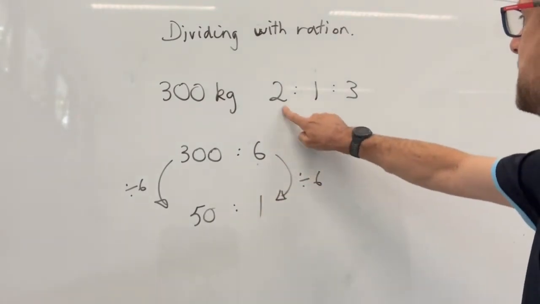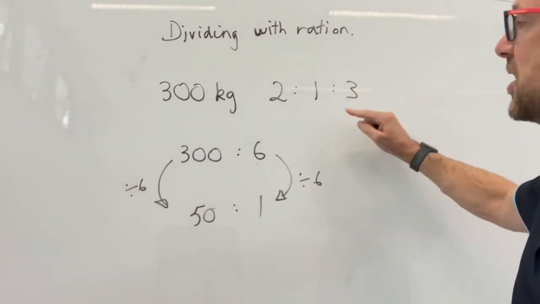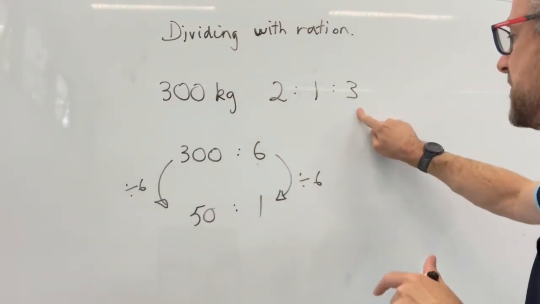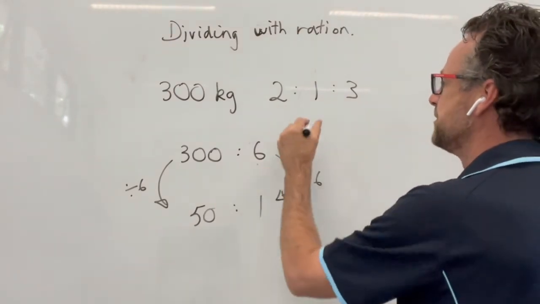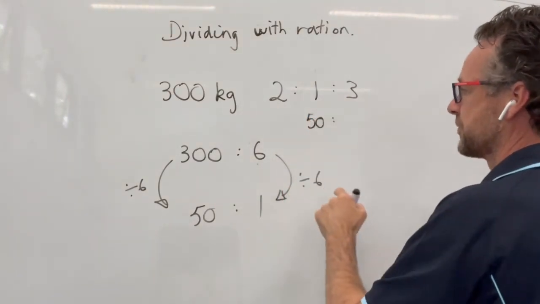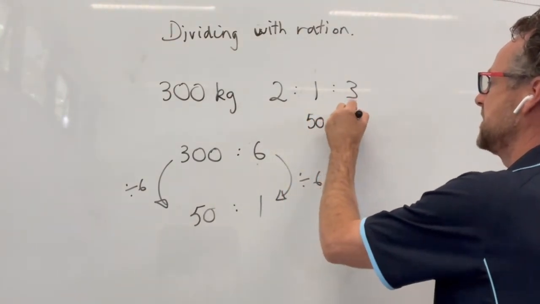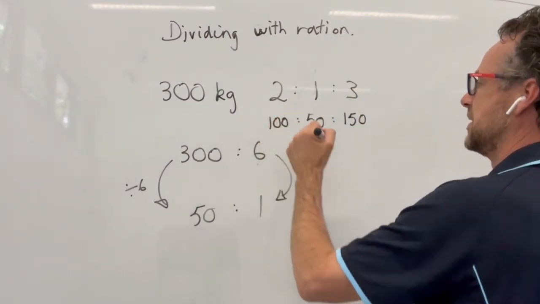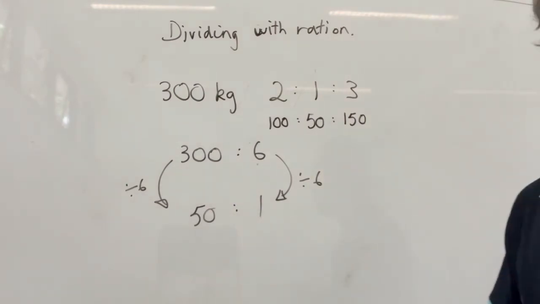So here I go up to my ratio, and I'm always thinking I'm going to put these numbers underneath my ratio so that they match up perfectly. So here, one part is 50. 3 parts is going to be 150, 3 times 50, and 2 parts is going to be 2 times 50, 100. So there's my division for those particular pieces.